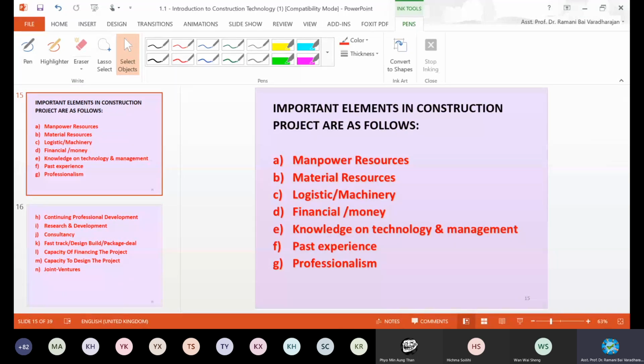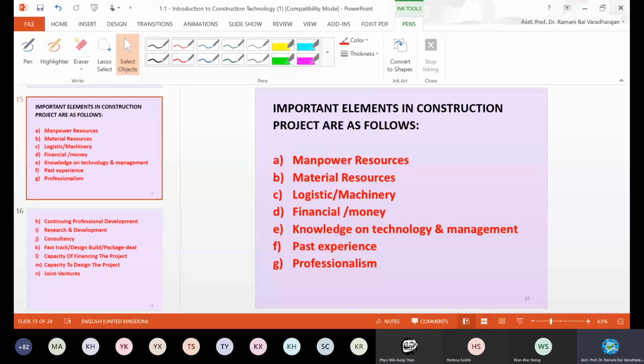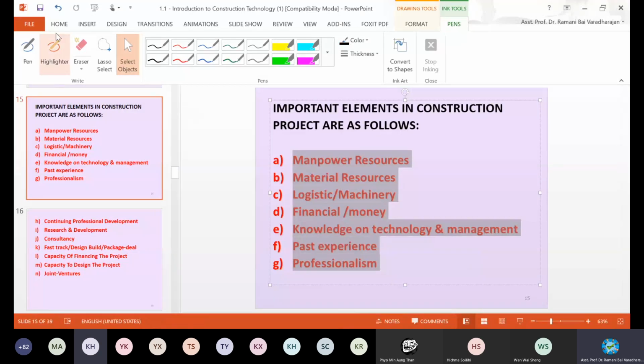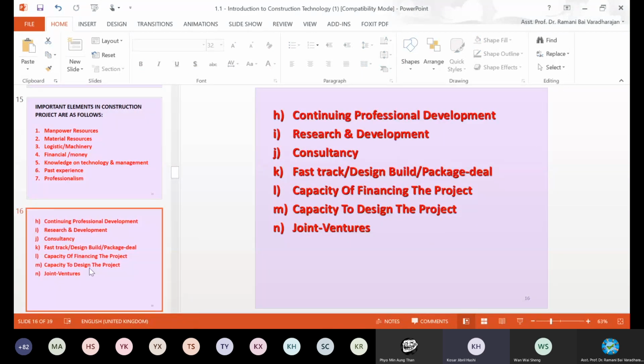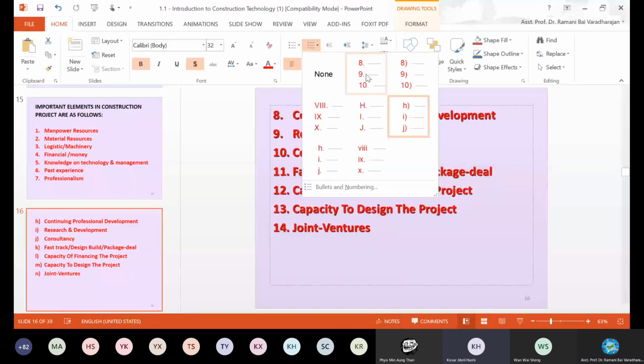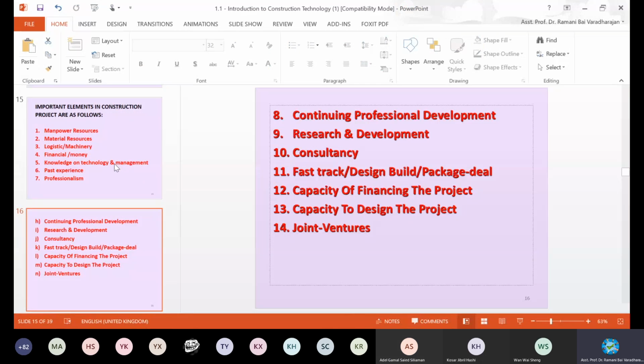Important elements are objects, important items in the construction project, that you should be knowing. What are the things you should have? Like when you are going to cook, these are the ingredients of any cooking, maybe cake, ice cream, anything. So how many are there? Around 14 are there. You can add later on if you want, but remember at least these 14 when you write the answers. Number 1 is manpower.